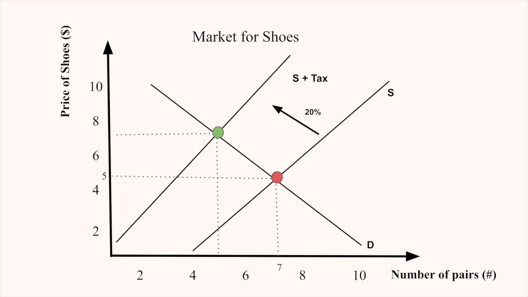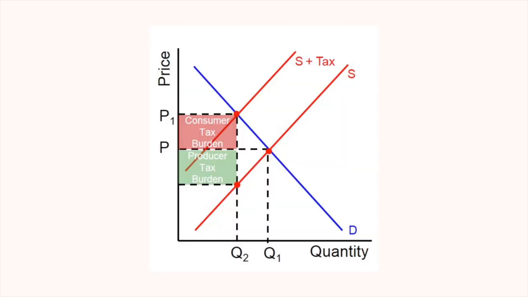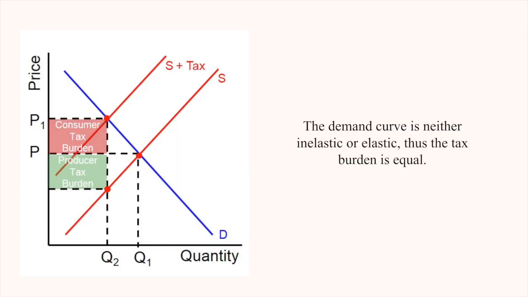Now, when we impose a tax and we are drawing a graph such as this one, you may have to also take into account the elasticity of demand, as this affects the amount of tax burden falling on the producers and the consumers. So let's talk about the effect of elasticity of demand on tax burden. Here we have a graph showing a perfectly unit elastic demand. It's neither elastic nor inelastic. Thus, the tax burden is equal between the producer and the consumer.